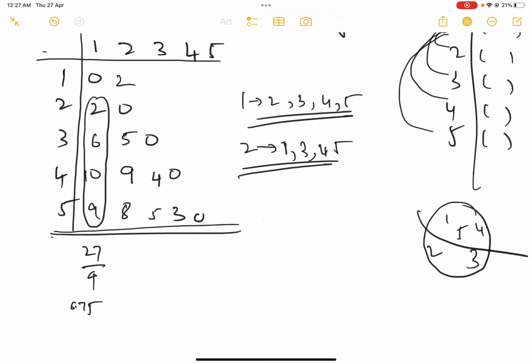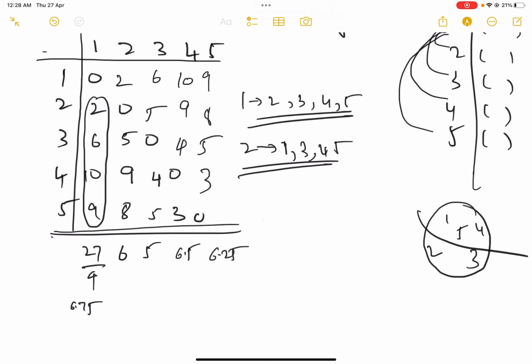Similarly, you have your 2 here, 2, 5, 9, and 8. That would give you a 6 as an average. Then you have 6 and you have a 5 here. So that would give you a 5 average. Then you have 10, 9, and 4 here. That would give you a 6.5 average. You have your 9, 8, 5, and 3 here, which is basically just making the matrix symmetric. So that would be 6.25 average.